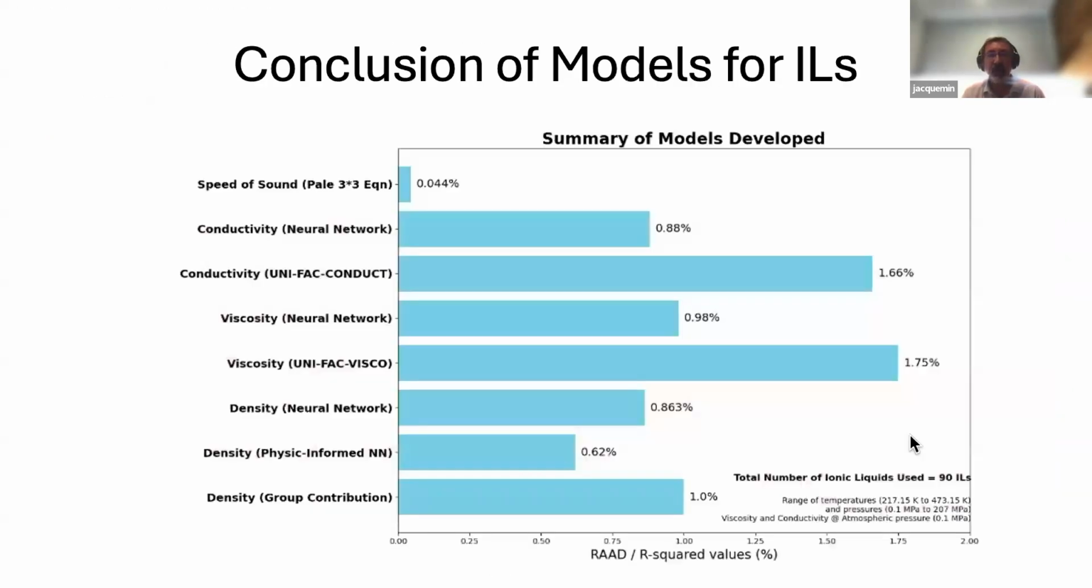In conclusion of this approach, this case study, we developed several models for ionic liquids. I present only ionic liquids, but we did the same for deep eutectic solvents.